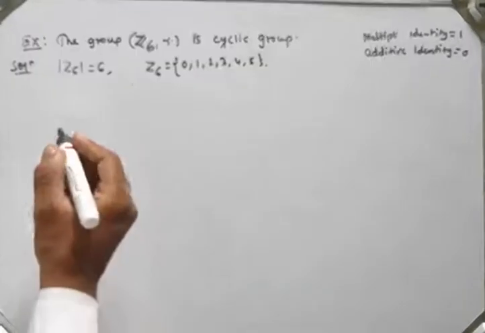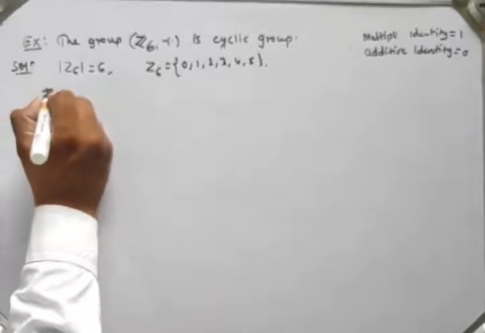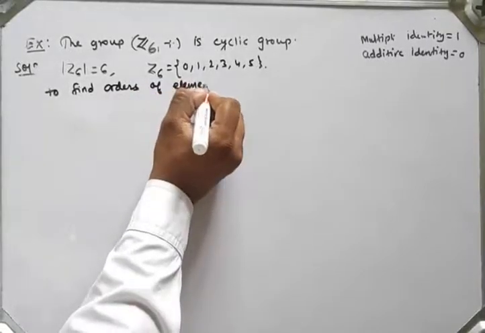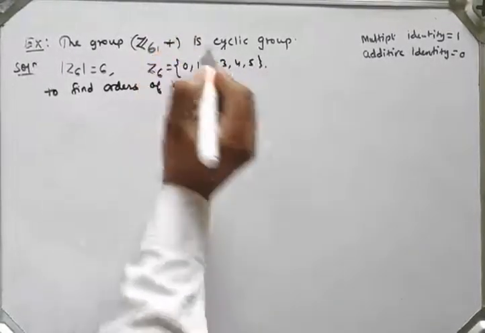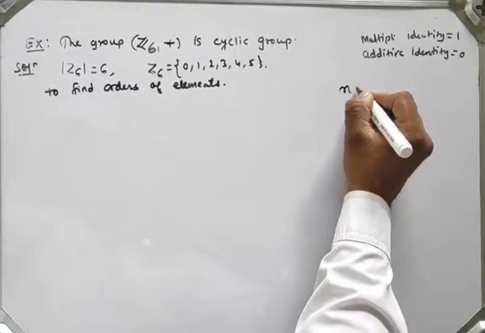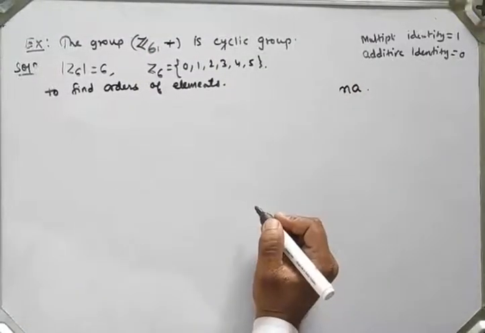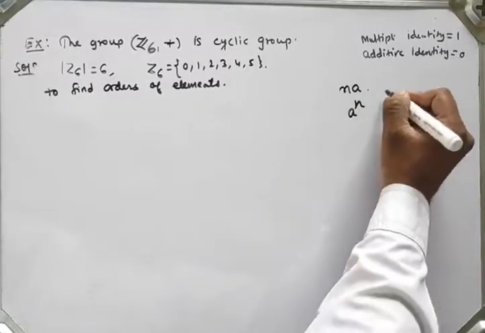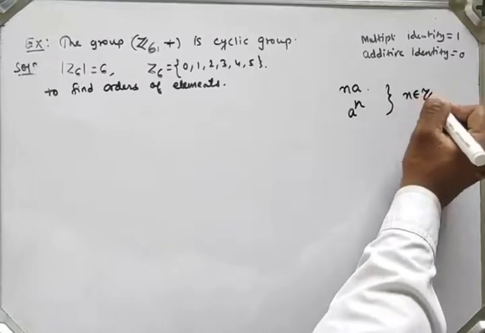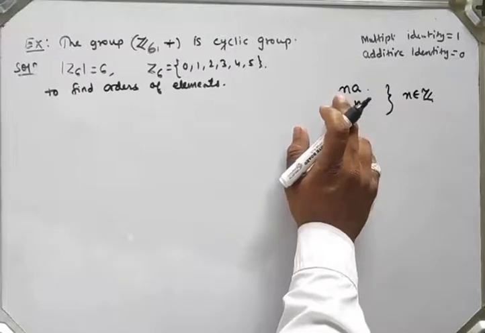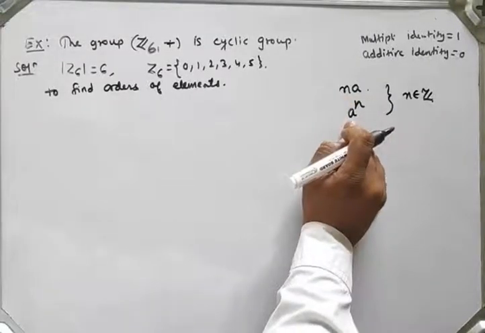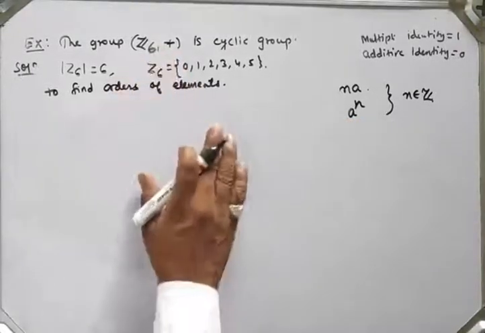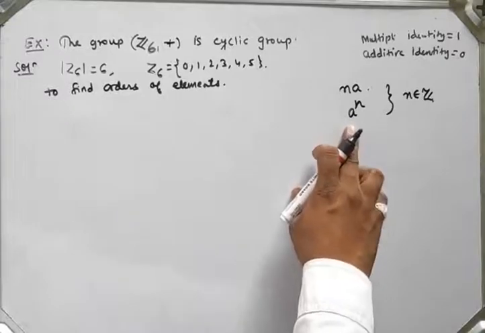Now let's check. Now we have to find the orders of elements. Here the group is additive. If the group is additive, then elements are always of the form n into a. If the group is multiplicative, then elements are of the form a raised to n, right? Here n belongs to the set of integers, meaning in addition operation you take elements of the form n into a, and in multiplication operation you take a raised to n. So first we will take an example of addition operation, next we will see multiplication operation, right?